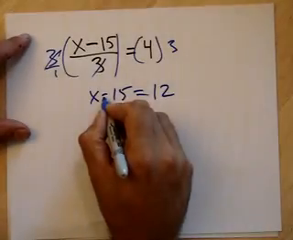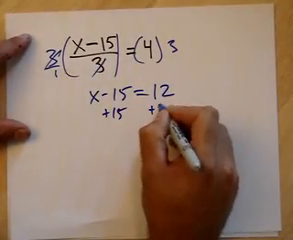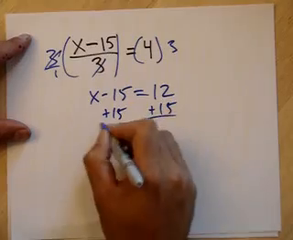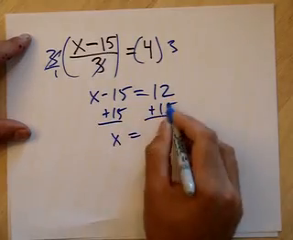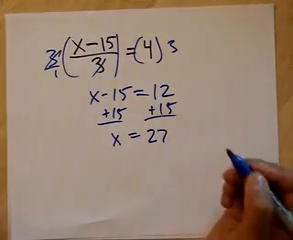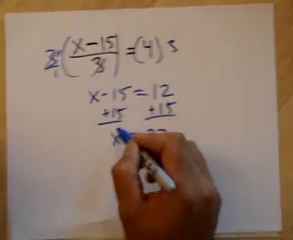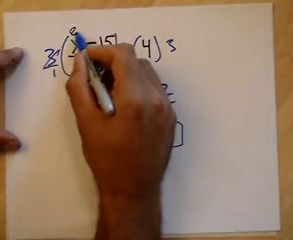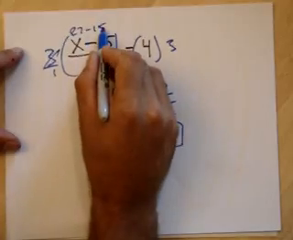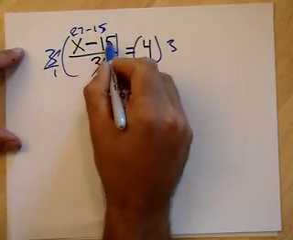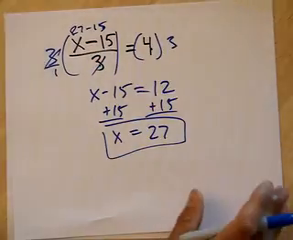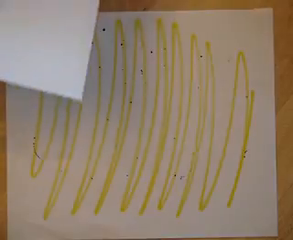Now what I want to do, undo this minus 15 by adding 15 to both sides of the scale. And what do I end up with? X equals 12 and 15, 27. Is this true? Is x equal to 27? Let me double check. What's 27 minus 15? 27 minus 15 is 12. So 12 divided by 3, 4. Bingo. I did it right. I double checked it. All right?